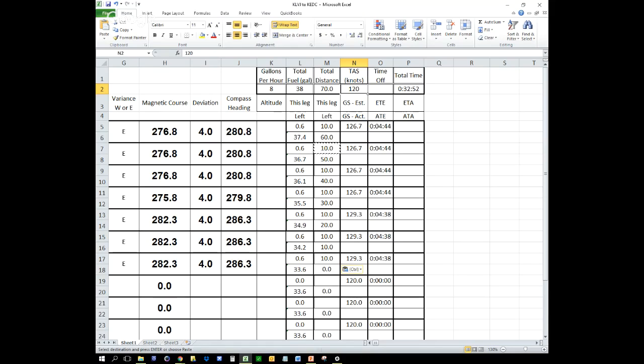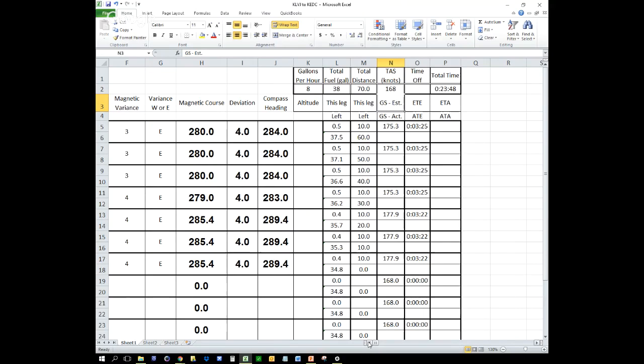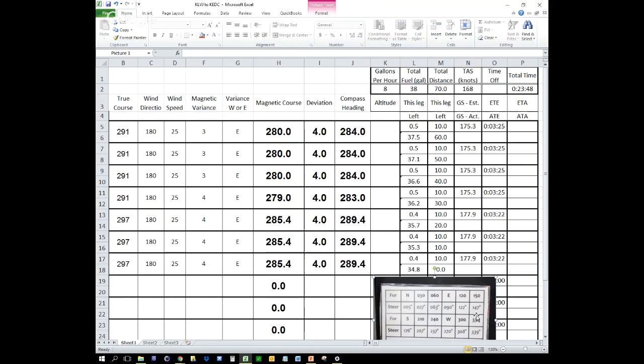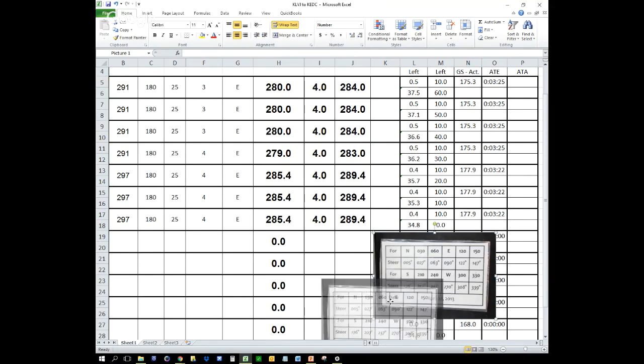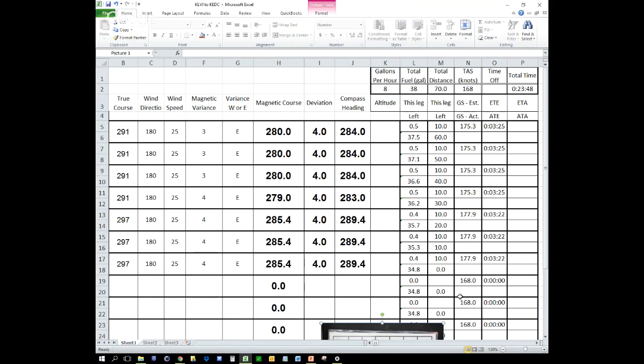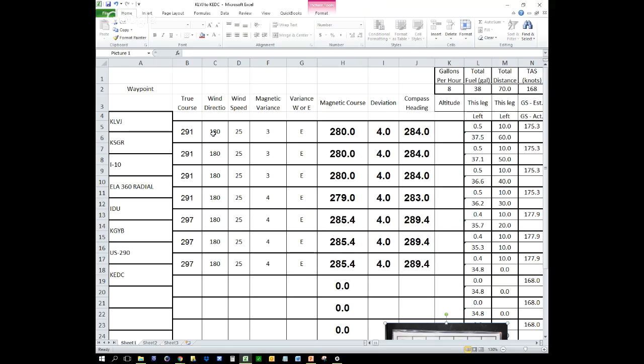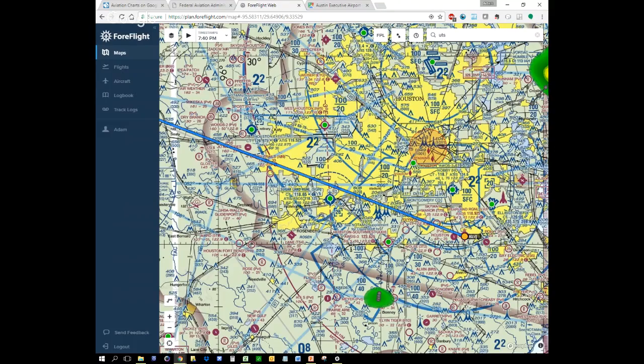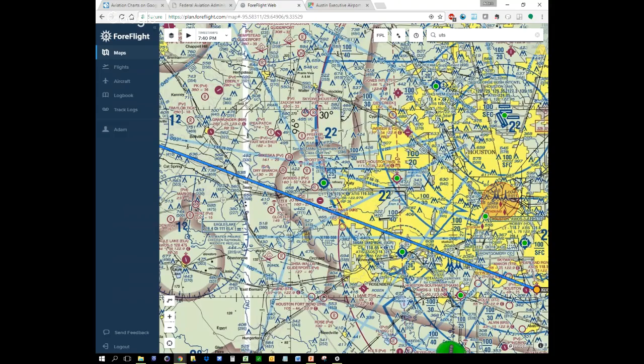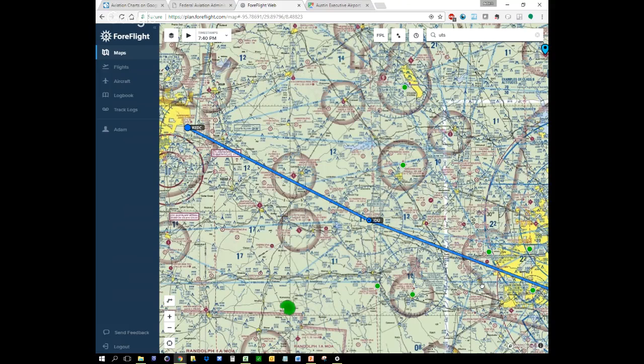Okay, and I'm going to give ourselves a fast airplane today, so we'll have a true airspeed of 168. You can see that this particular spreadsheet did my wind planning for me. It's already giving me a ground speed of 170 plus. It looks like I fabricated a wind right out of the south, so we're traveling in a configuration where we would have a quartering tailwind.